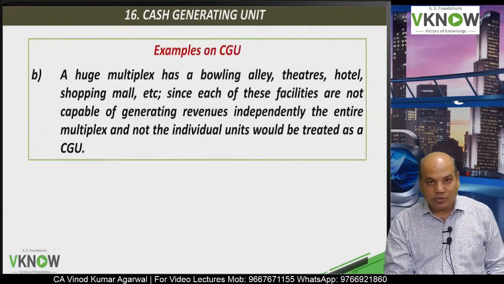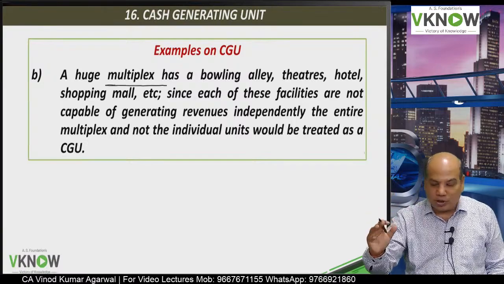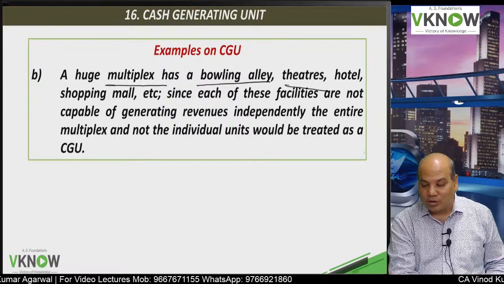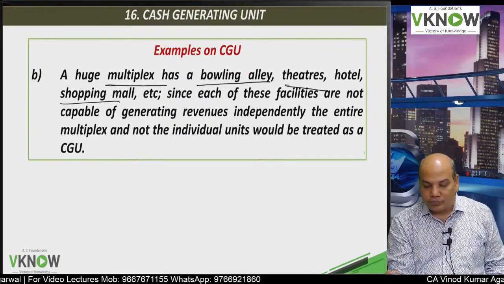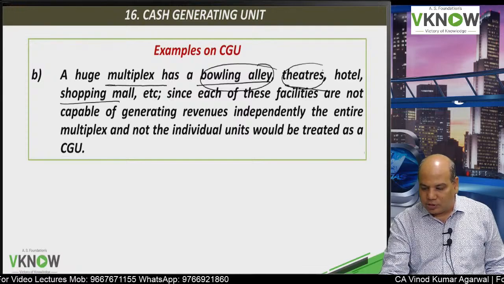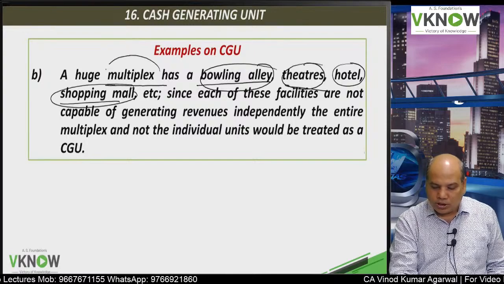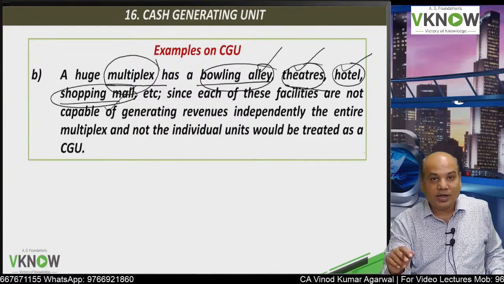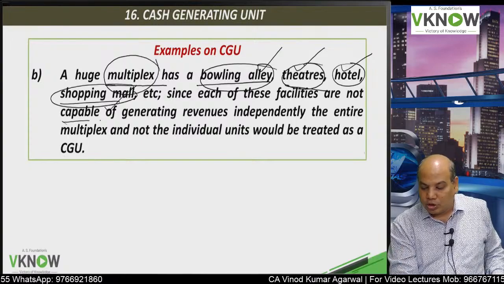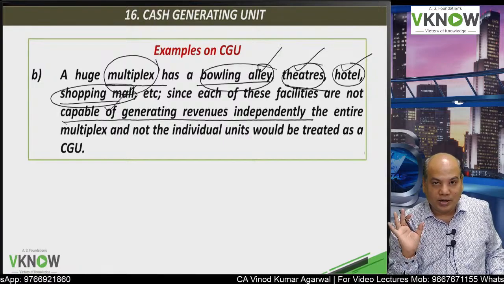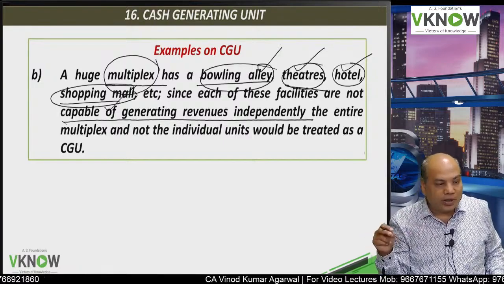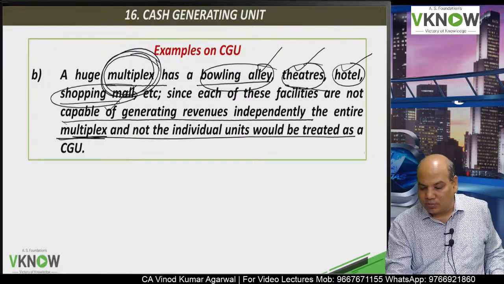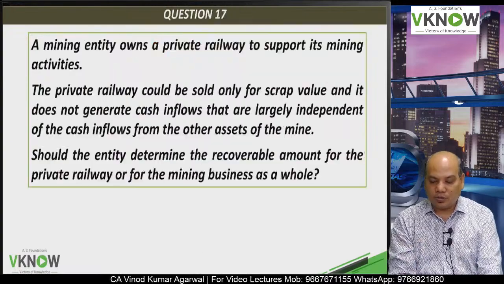One more example we'll take. Suppose you go to a multiplex, megaplex, where you will find a lot of sports activities, bowling alley, theater, hotel, shopping mall, all under one roof. Whether these will be treated as CGUs or the whole multiplex will be the CGU. One has to check whether these activities generate independent cash flow. If the answer is no, they are not capable of generating revenue independently. They depend on the other. If I have to apply impairment testing, I will apply it to the entire multiplex. The whole multiplex will become a CGU and it will be tested for impairment.